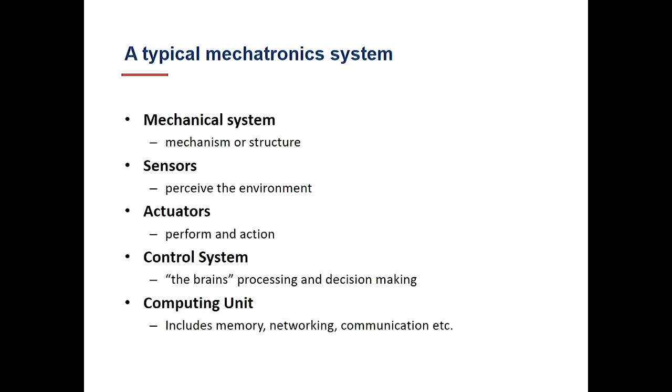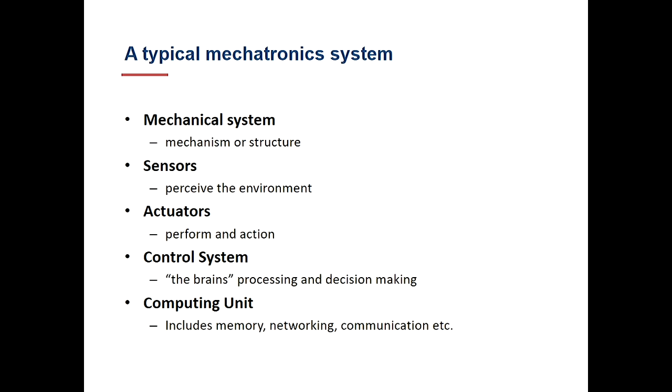So a typical mechatronics system would be made up of the mechanical system or structure of the body of the device. We have also sensors. So sensors are what helps the system understand what's going on in the environment. So it could be optical or vision-based sensing. It could be temperature. It could be speed. It could be whatever we want to know about what's going on. We then have the actuators, which is what performs the action. So that is typically electric motors. It could be hydraulics. It could be pneumatics, which then can perform the action.